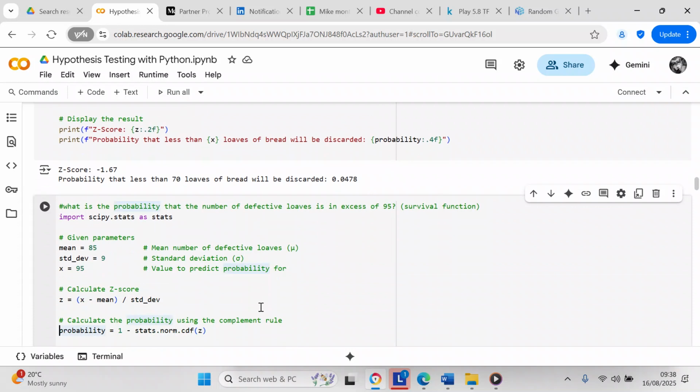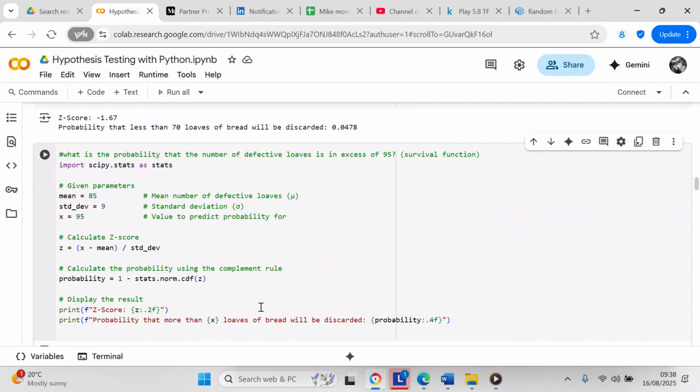So we're going to have another question. What is the probability that the number of defective loaves is in excess of 95? And that's to do with your survival function, which is another concept in statistics. So we're going to import scipy.stats as stats. Your mean is 85, that's your loaves of bread. Standard deviation is 9, and x is 95, and that's going to be your survival function.